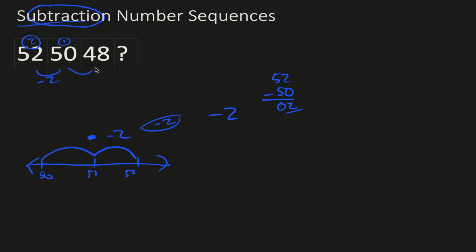So minus 2, and minus 2. Okay, so how do we get to the question mark? Now it's easy. We just do 48 minus 2.